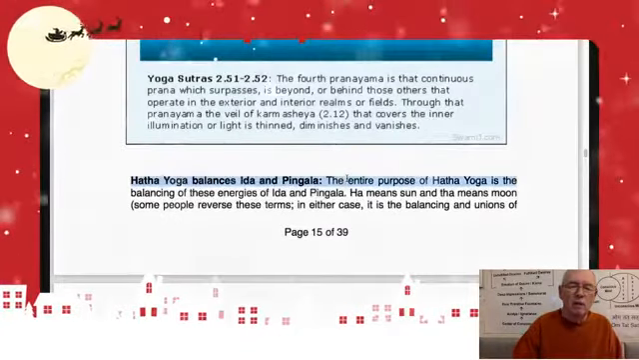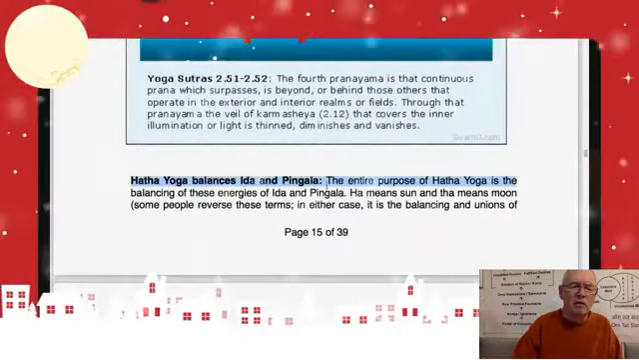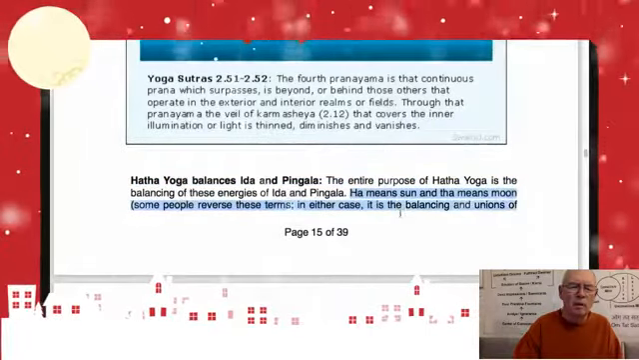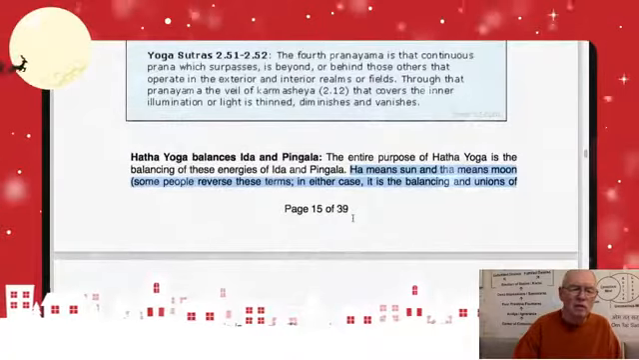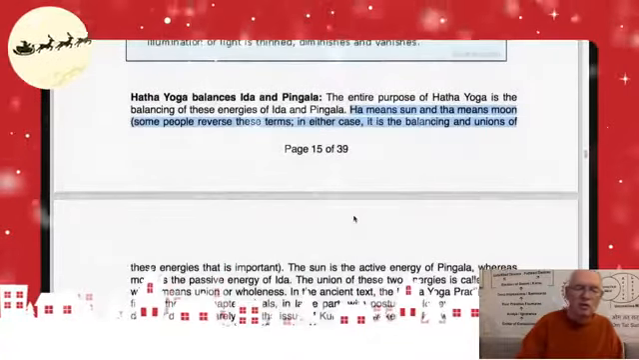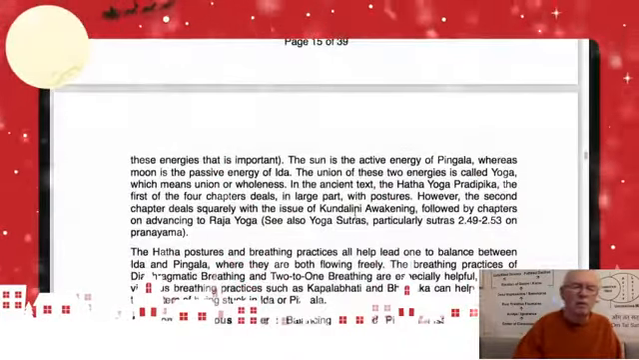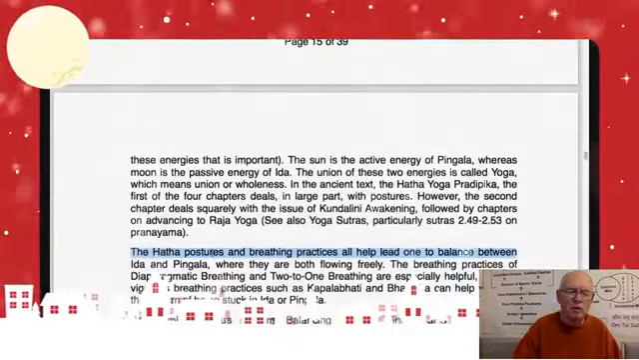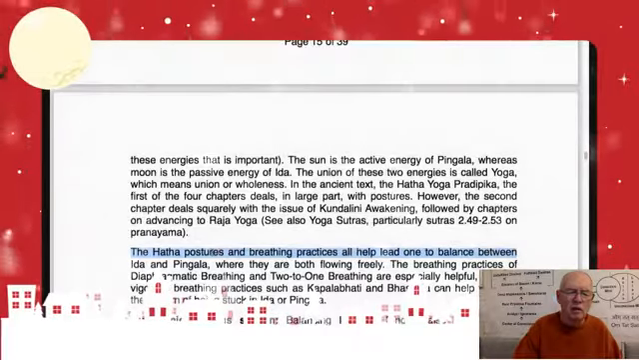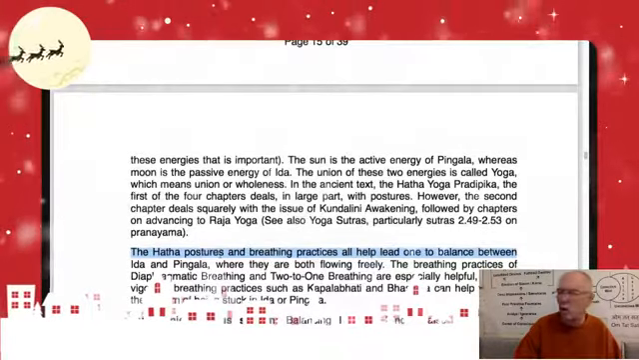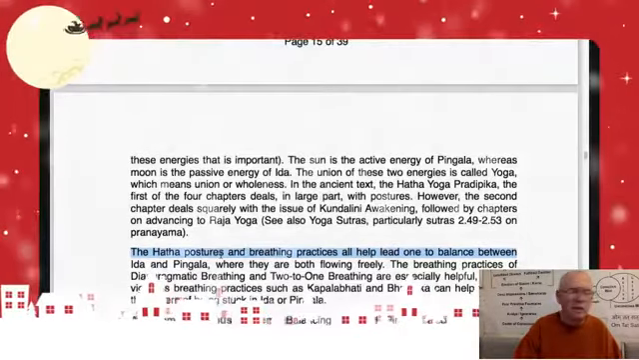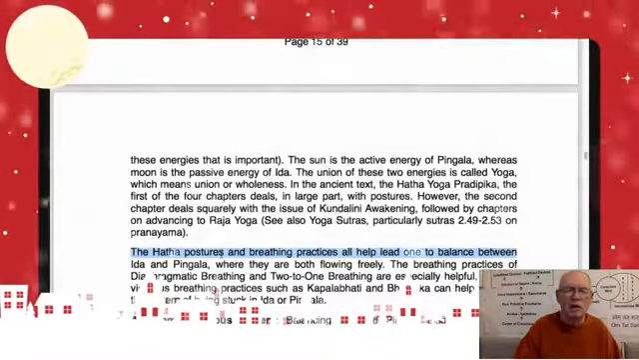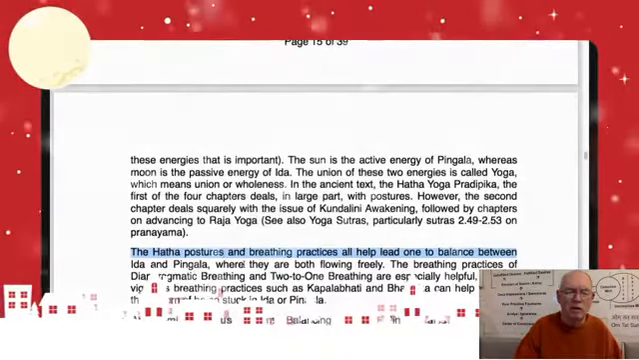The entire purpose of Hatha Yoga is the balancing of these energies. Ha means sun, Ta means moon. It's the balancing and union of these energies. The sun is the active Pingala, moon is the passive Ida. The Hatha postures and breathing practices will all lead to this. And don't take my word for it. Go to the Hatha Yoga Pradipika and read about this. It's written there, so it's in the text, not just verbal.